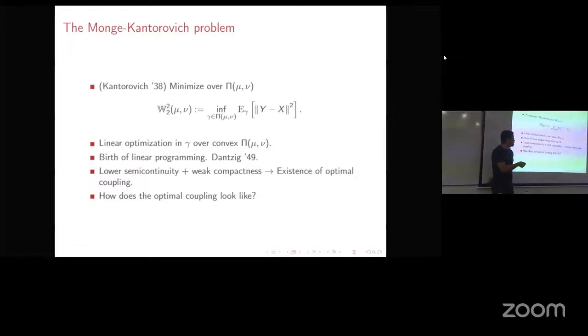Now, for a joint distribution, this makes sense. Among that set of joint distributions, which is a convex set of probability measures, minimize this. Good. Why is this a simpler problem? It's a simpler problem because as a function of gamma, this is a linear function. The expectation of a particular function, the norm of y minus x squared, with respect to gamma is an integral with respect to gamma, and therefore it's a linear function of the measure.